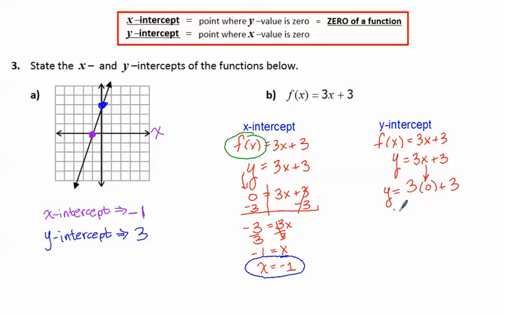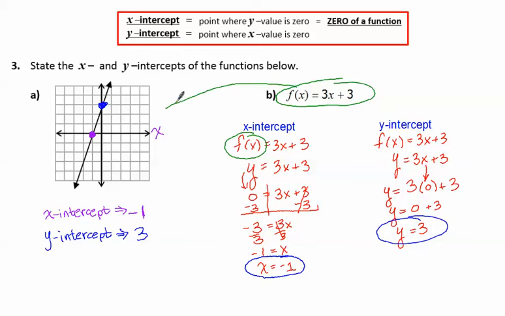And we are going to solve this. 3 times 0 is 0, plus 3, y is going to be 3. So the x and y intercepts of this function, x is -1, y is 3, match up with the intercepts of this graph. And it's no coincidence, for those of you that may have noticed, this function, if graphed, will show this line.